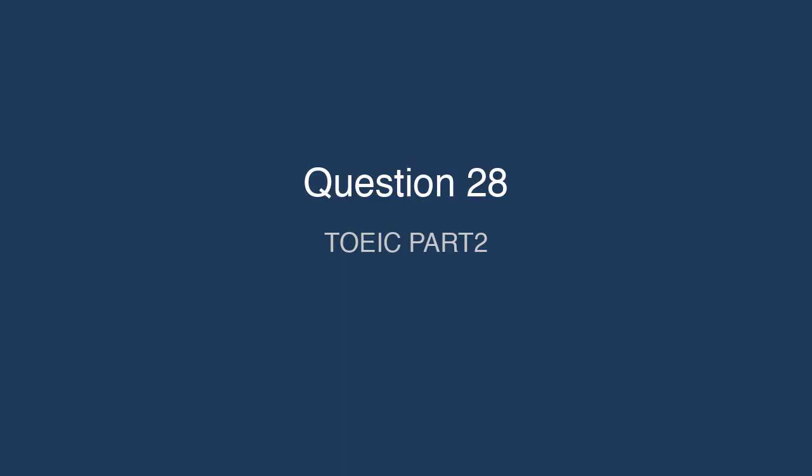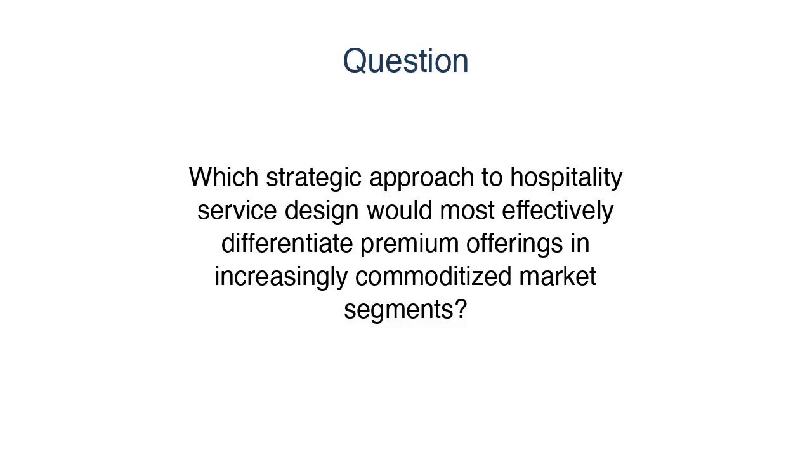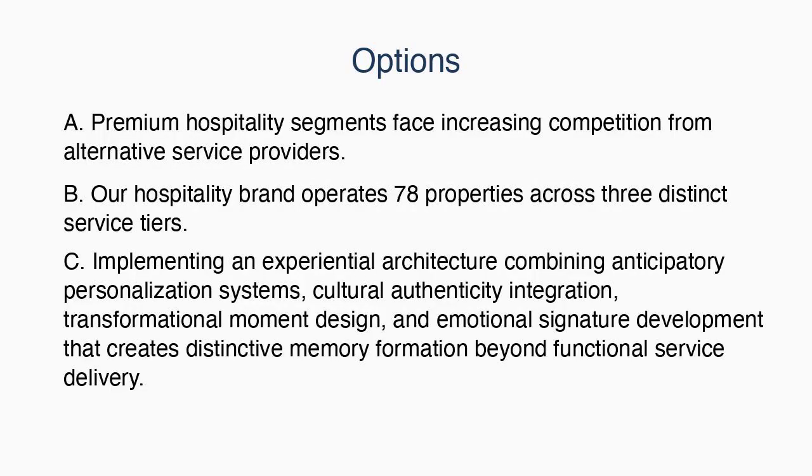Question 28. Which strategic approach to hospitality service design would most effectively differentiate premium offerings in increasingly commoditized market segments? Here are your options. A. Premium hospitality segments face increasing competition from alternative service providers. B. Our hospitality brand operates 78 properties across 3 distinct service tiers. C. Implementing an experiential architecture combining anticipatory personalization systems, cultural authenticity integration, transformational moment design, and emotional signature development that creates distinctive memory formation beyond functional service delivery.